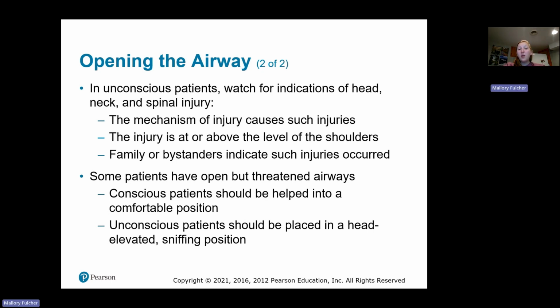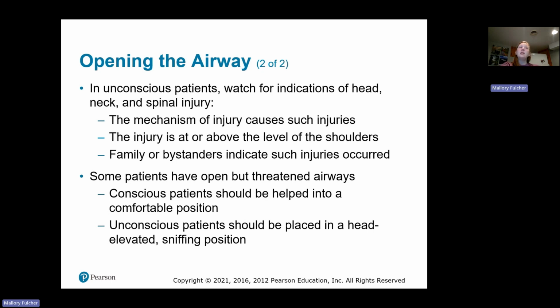Some patients have open airways, but they're threatened. So conscious patients should be helped into a comfortable position. Typically, that's going to be sitting upright. And unconscious patients should be placed in a head elevated sniffing position. So to do that, we elevate the head of the cot at least 15 degrees. For these patients, we're looking more at like a 45-degree angle. And we like to raise their head slightly.